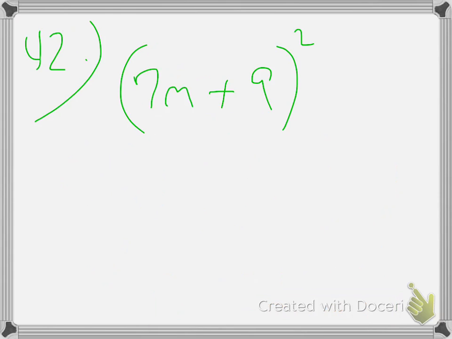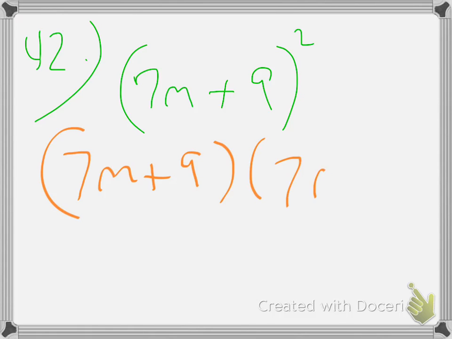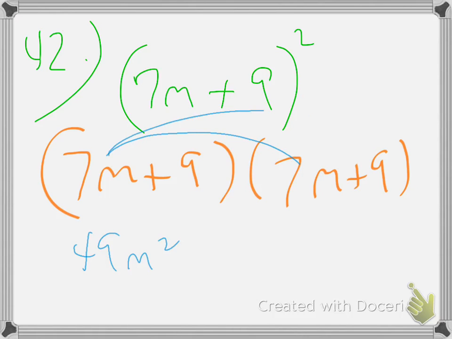Number 42, same deal. A little more complicated, again, because of that 7 in front. Nothing you can't handle. Because it has a plus inside, no shortcut, just do it out. That's the key here, and then work that. 7m times 7m, 49m². 7m times 9, plus 63m.